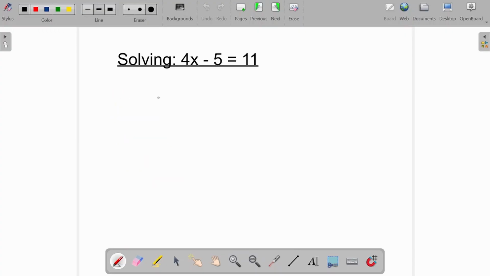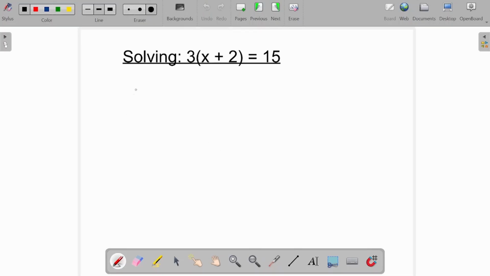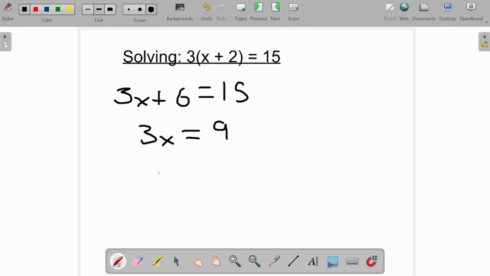So for this first one, remember we do the inverse of BIDMAS. So first we add 5 to both sides, so that becomes 4x is equal to 16. And then we divide both sides by 4, so that becomes x is equal to 4. So for this one, remember we expand the brackets out, so that is 3x plus 6 is equal to 15. And then we do the reverse of BIDMAS, so it becomes 3x, and we take away 6 from both sides, so that is 9. And then we divide both sides by 3, so that is x is equal to 3.